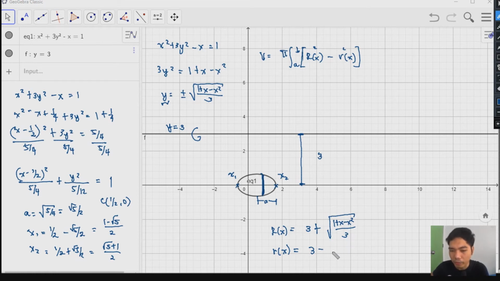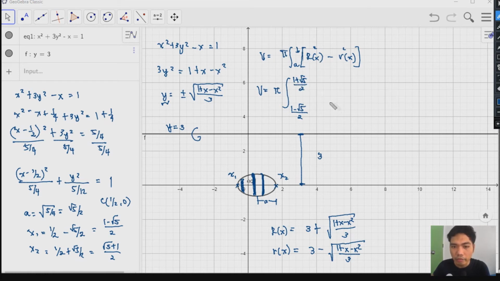So we have the same equation, so the square root of 1 plus x minus x squared divided by 3. Okay, and you can plug in all of these values to our equation. So that's V is equal to pi. We evaluate this from x sub 1 to x sub 2 because we can freely draw any vertical strip, and we're just having the upper portion of the curve and its lower portion in terms of the positive and negative side of it. So we have 1 minus square root of 5 over 2, and then 1 plus square root of 5 all over 2.